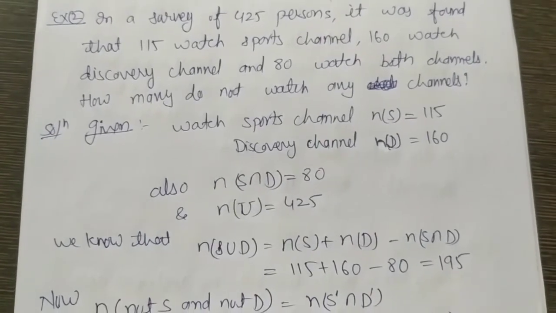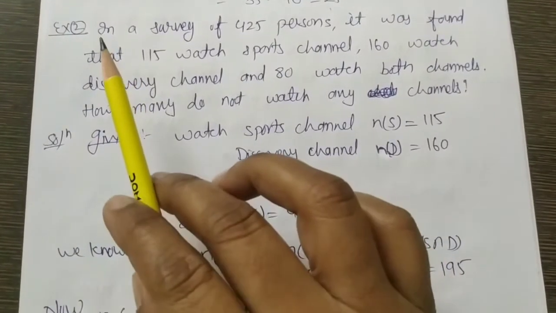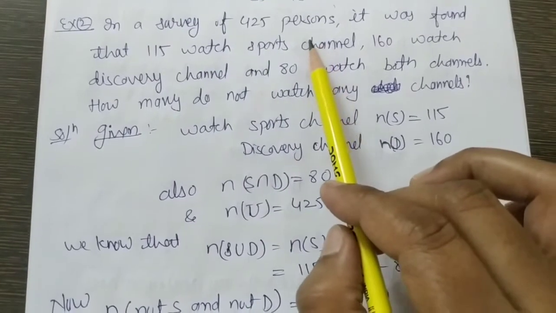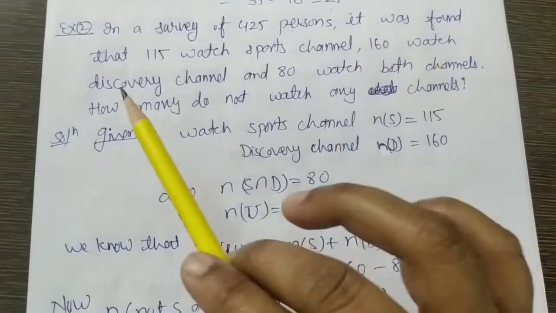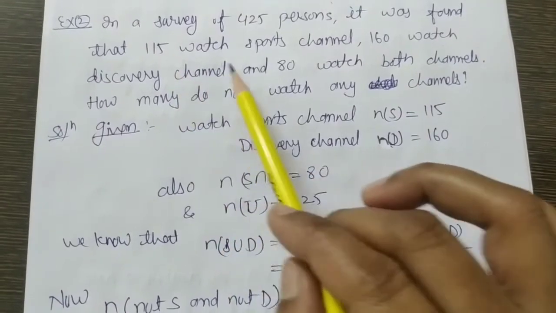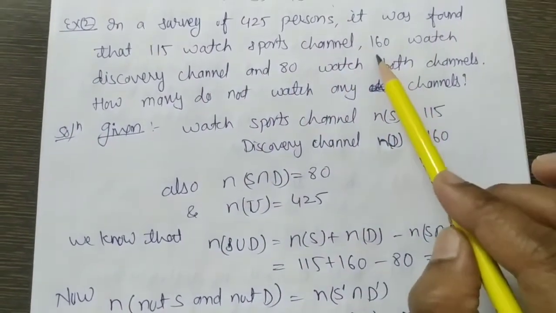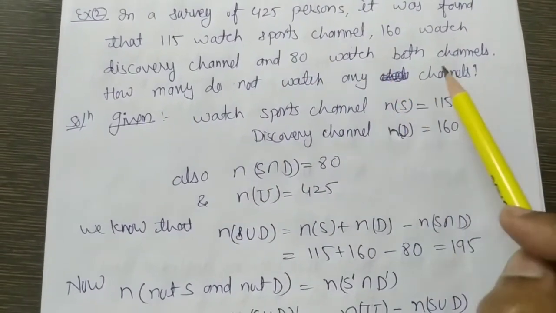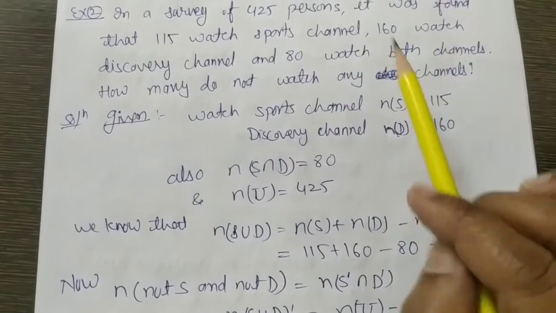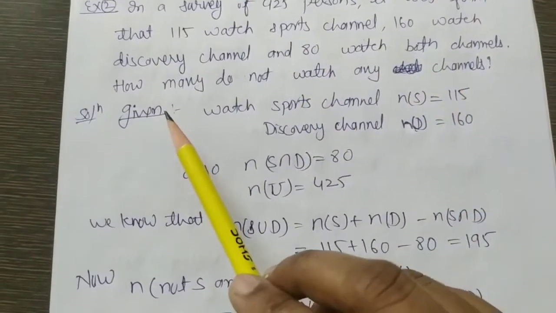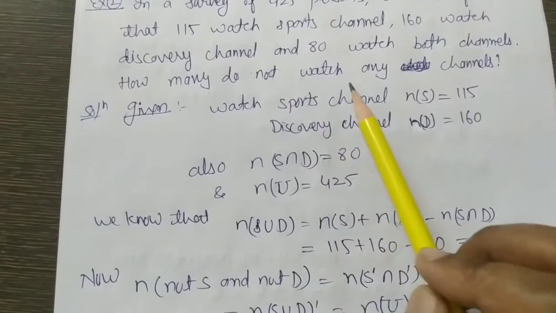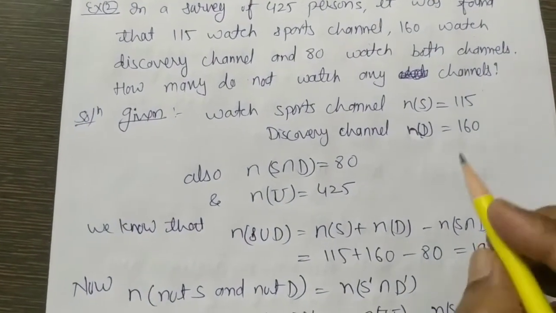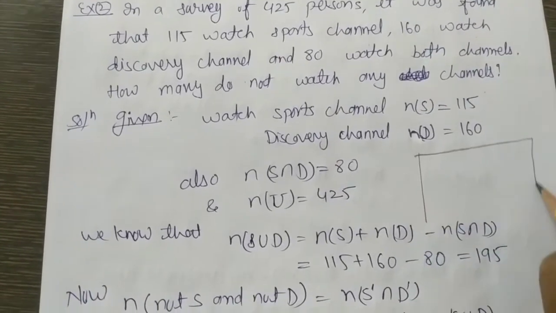Taking another example, in a survey of 425 persons, it was found that 115 watch sports channel, 160 watch Discovery channel and 80 watch both channels. It means both sports and Discovery channel. How many do not watch any channel? We have to find how many persons don't watch any channel.